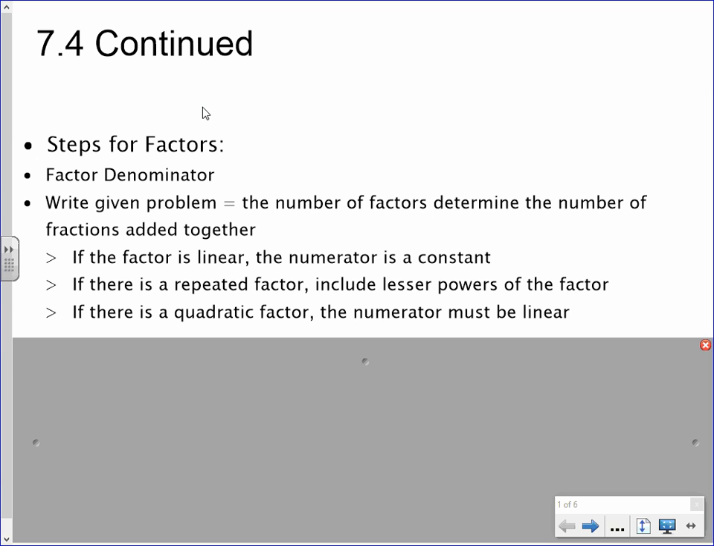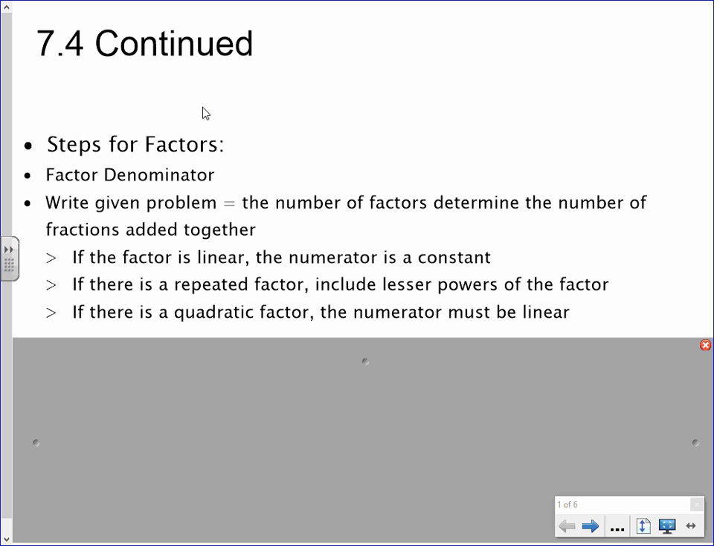Over the weekend, you watched a video with Miss Cronky talking, right? And you wrote down these steps, okay? You're going to factor the denominator. You're going to write the given problem using the number of fractions, however many factors you have in your denominator. Determine the number of fractions that you're going to decompose this into.